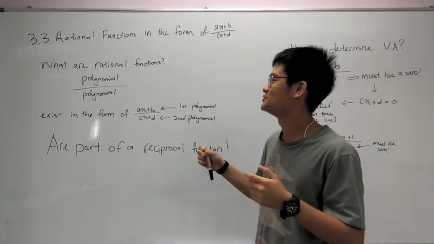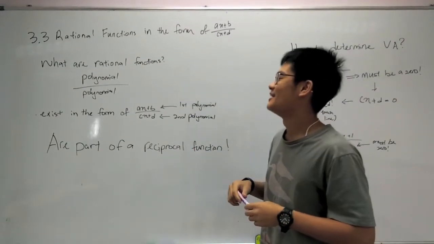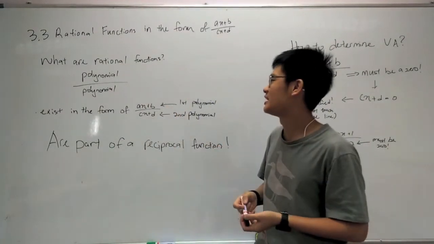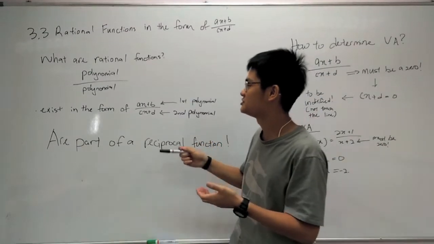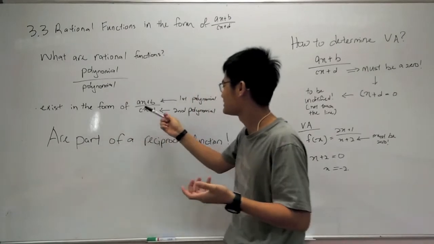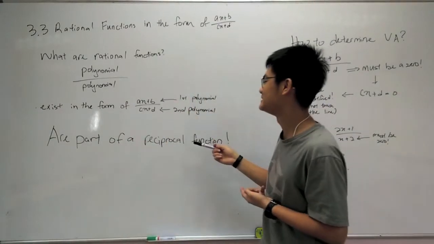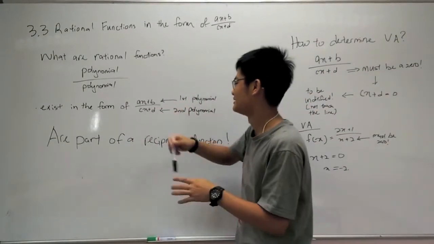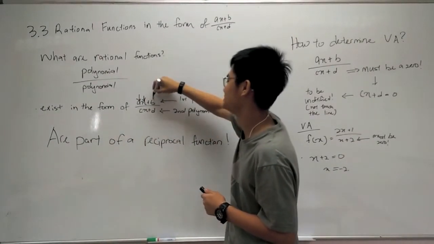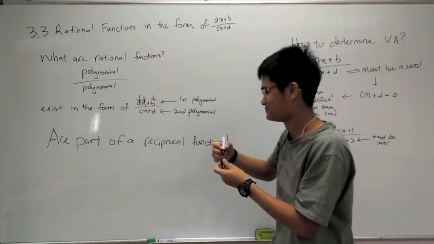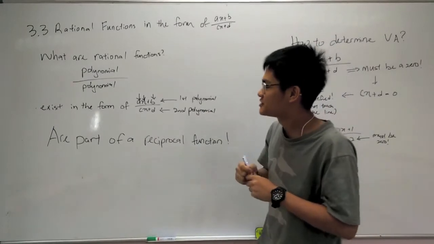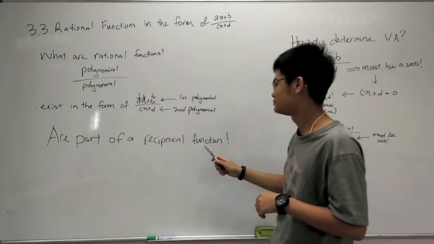I'm going to teach you about chapter 3.3, and we can start off with what rational functions are. Rational functions are polynomial functions over polynomial functions. They can exist in the form of ax plus b over cx plus d, where a stands for the leading coefficient, b is the unknown, and c is also another coefficient of the first polynomial, and d is for the second polynomial. Now, rational functions are actually a part of reciprocal functions.